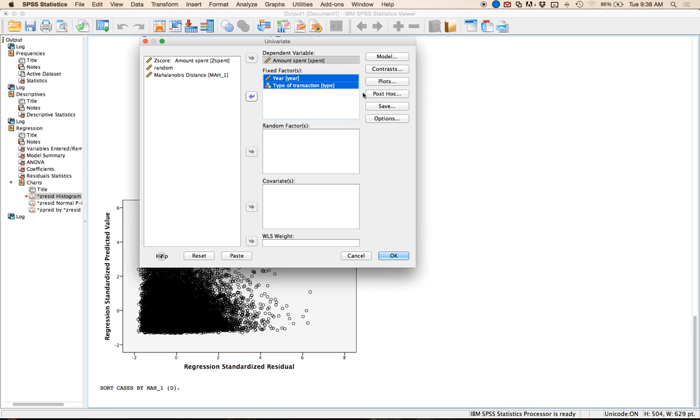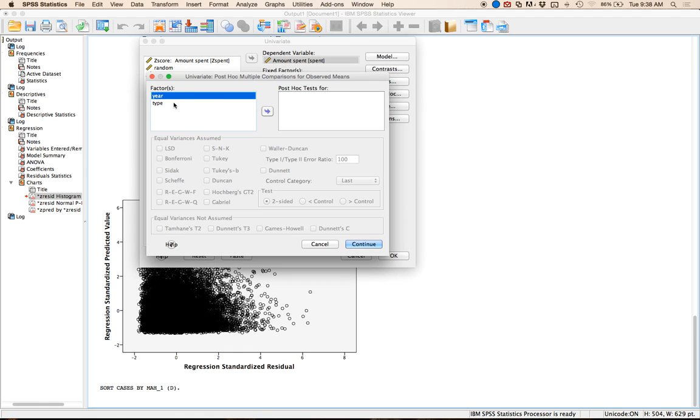Under post hoc here, I'm going to move over both of them. Okay, it's going to give me an error message for year because I only have 2 levels, but that's okay. We'll deal with that in a minute. And then remember, you have lots of options, but Tukey is kind of the most appropriate one in the sense that it's not super conservative and it's not super restrictive either.